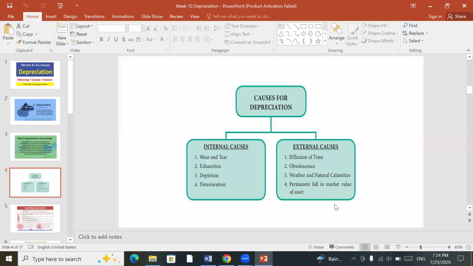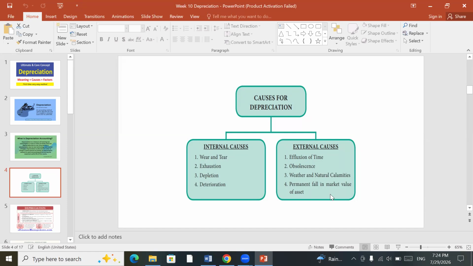Weather and natural calamities. Huge resources or property are damaged by natural calamities or weather. This diminishing value is called weather or natural calamities depreciation. This is the external causes.